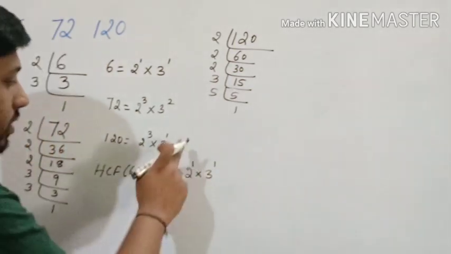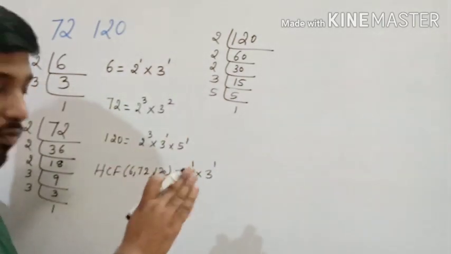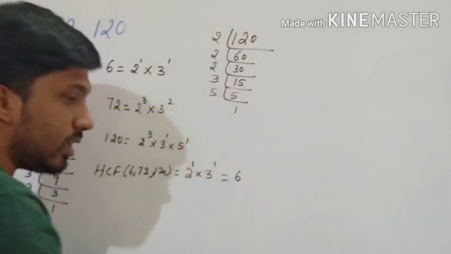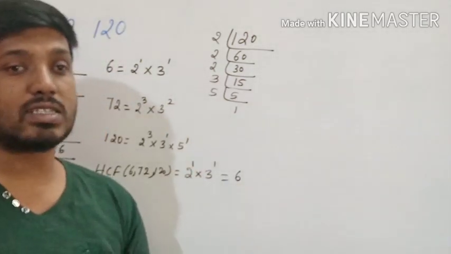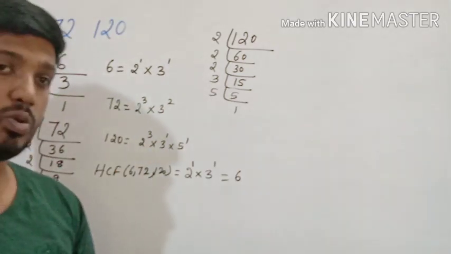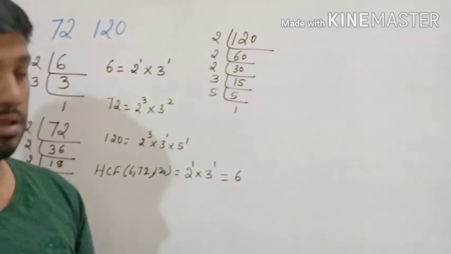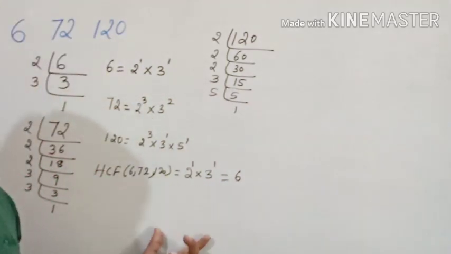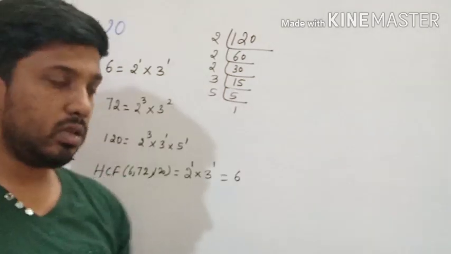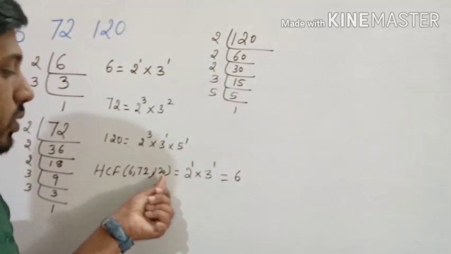Now 5 is not common to all the 3 numbers, so I will avoid 5 in case of HCF. Now 2 into 3 is 6. Therefore 6 is the HCF of all these 3 numbers, 6, 72 and 120. This way we can find the highest common factor by using the prime factorization method or the fundamental theorem of arithmetic.